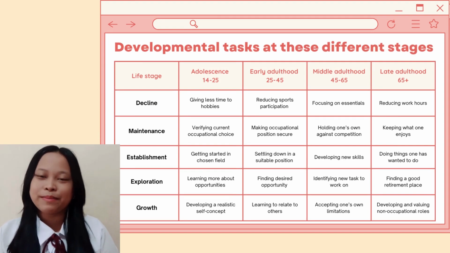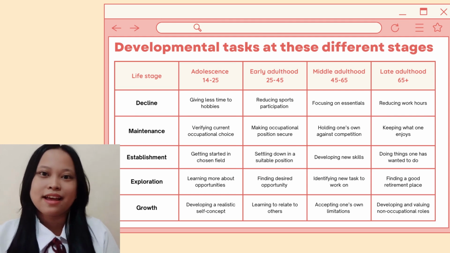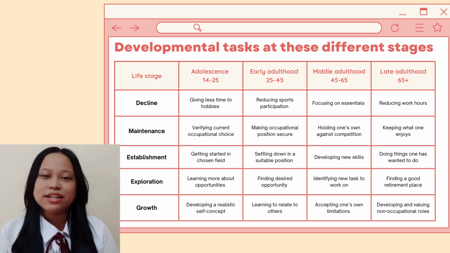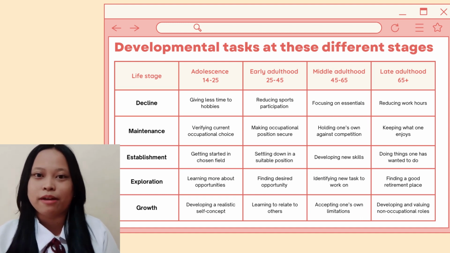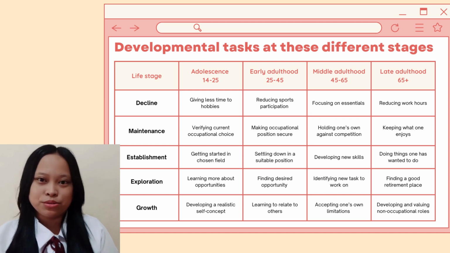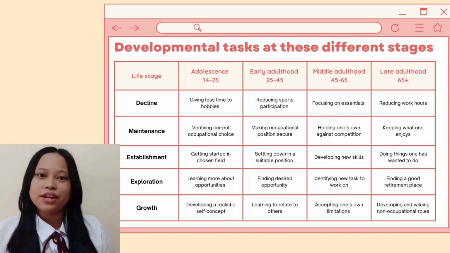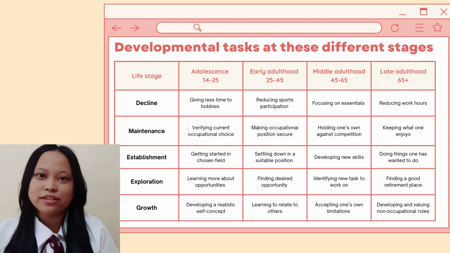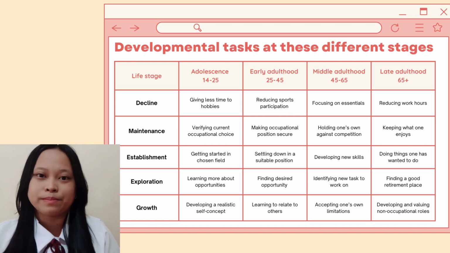Let's talk about developmental tasks at these different stages. The first one is decline. At the stage of adolescence, between 14 to 25 years old, it says here that you are giving less time to hobbies. This means that you are focusing more on other things that are more important than your hobbies. Next is early adulthood. Between 25 to 45 years old, it says here that you are reducing sports participation. This means that you are declining your passion for sports and it's slowly becoming your pastime.